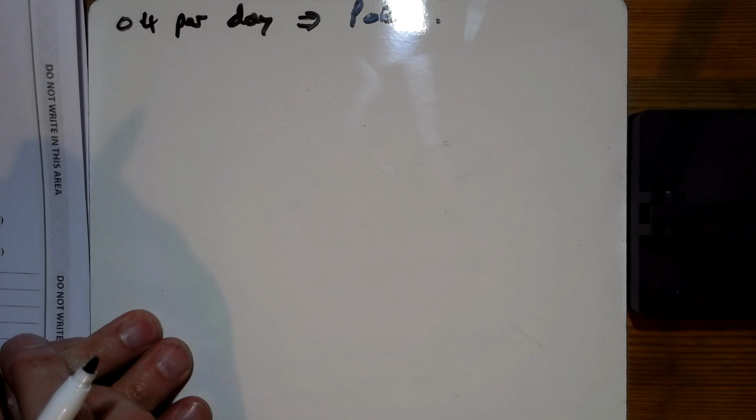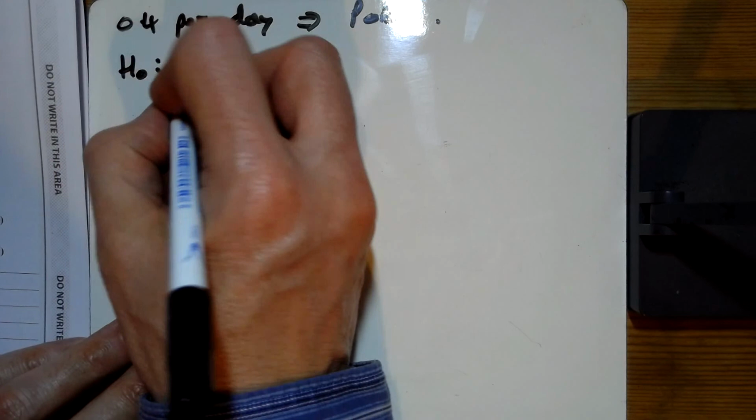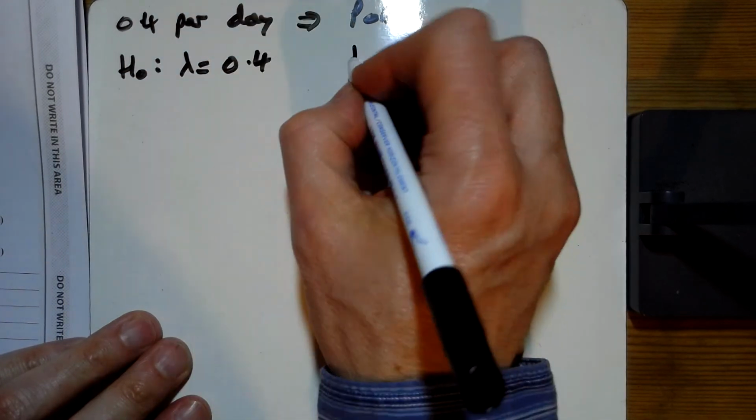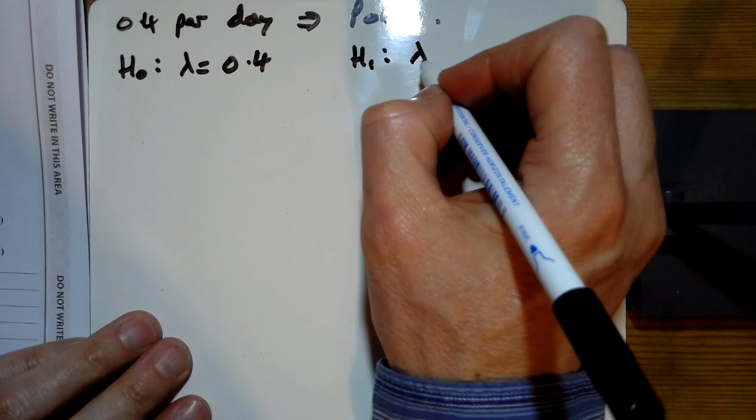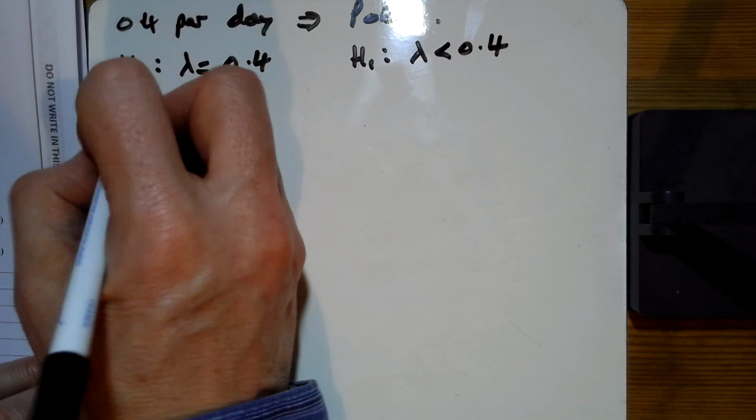So part C, going on to the hypothesis test. H0 would be lambda is 0.4, because we said it was 0.4 per day. But for H1, they say it's going to be less, so less than 0.4. And we're testing this in 42 days.